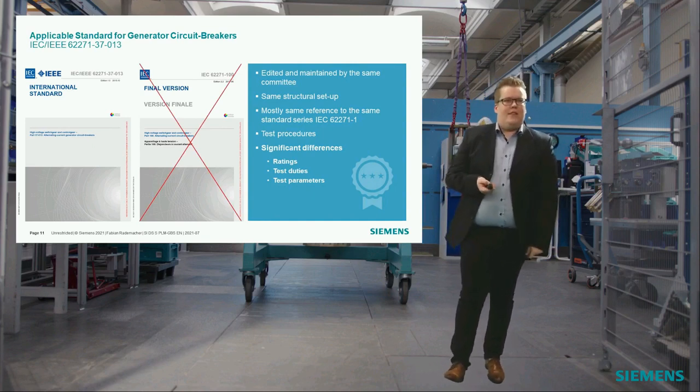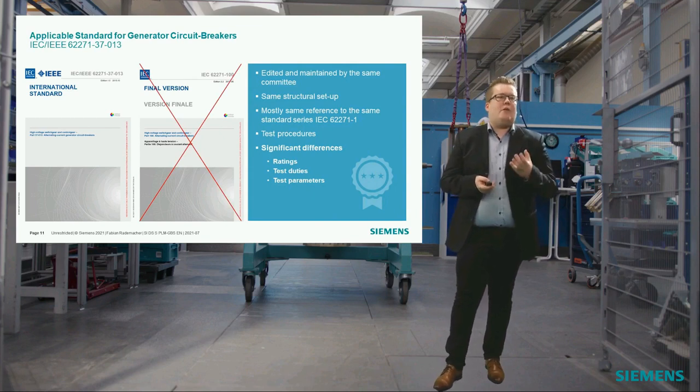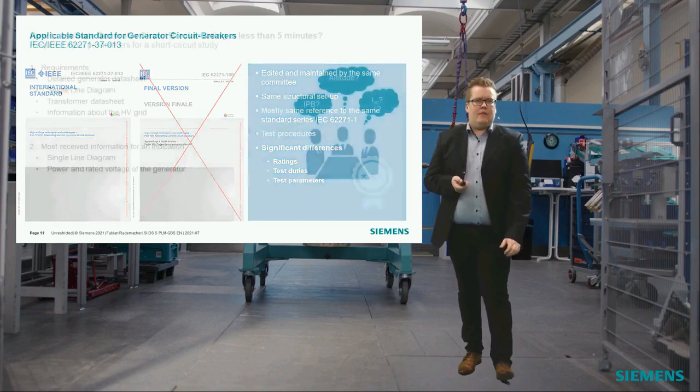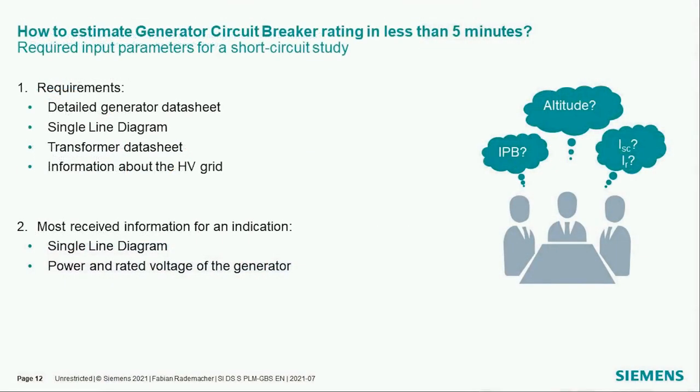And as I've said, the dash 100 is not applicable anymore and cannot be applied for any generator circuit breaker. So, very important now, when we are in the very first beginning, which is the major topic today, and we do not know any parameters from the network, we have to estimate it, or you want to know which ratings can be expected.